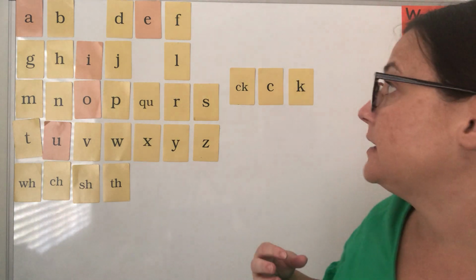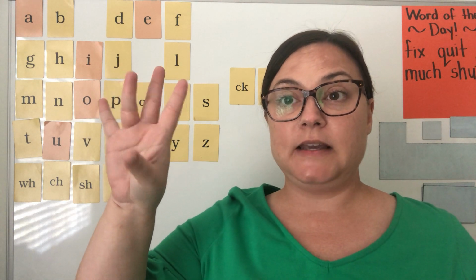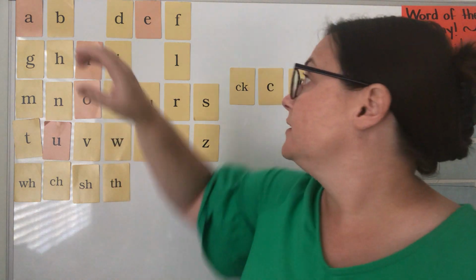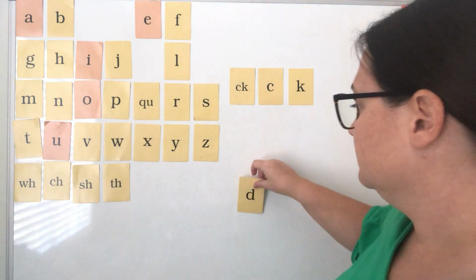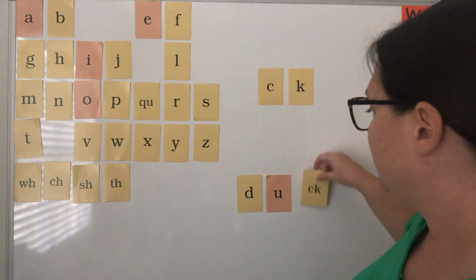Let me show you an example. The word duck. Let's tap it first. Elbows up, fingers ready. D, k, duck. D is my first sound. And then I'm going to use K.